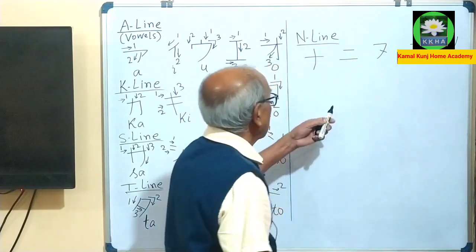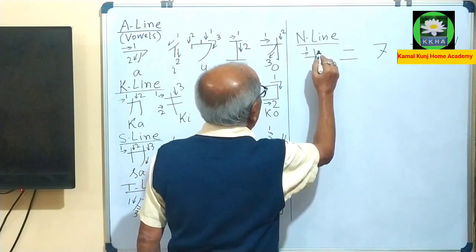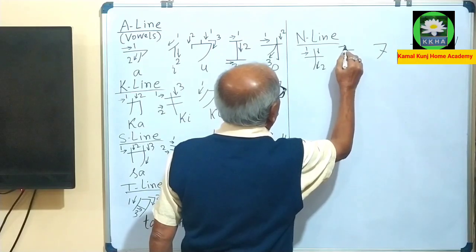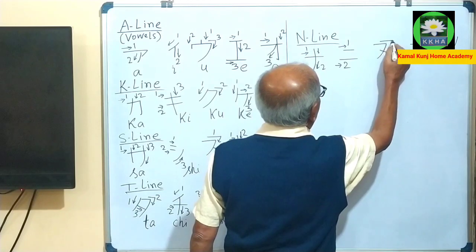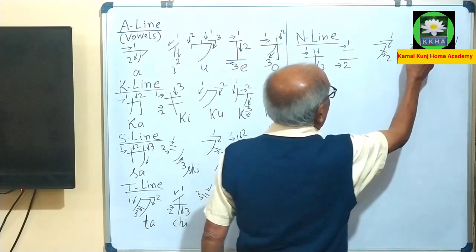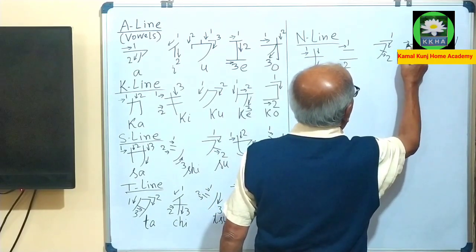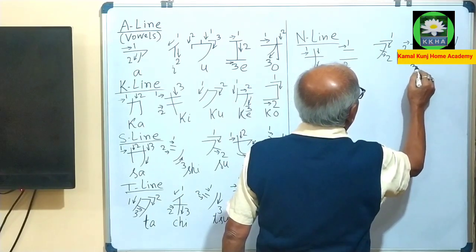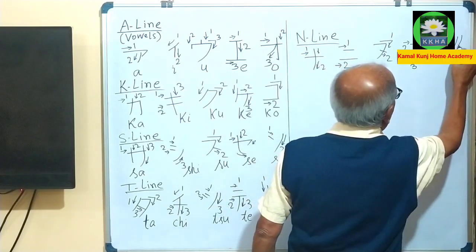These are N line katakana. Stroke order are stroke number 1, stroke number 2; stroke number 1, stroke number 2; stroke number 1, and stroke number 2; stroke number 1, stroke number 2, stroke number 3, stroke number 4. This is a singular stroke.